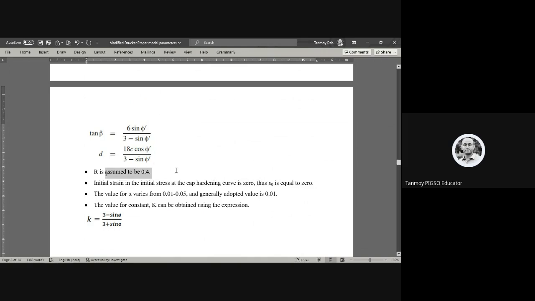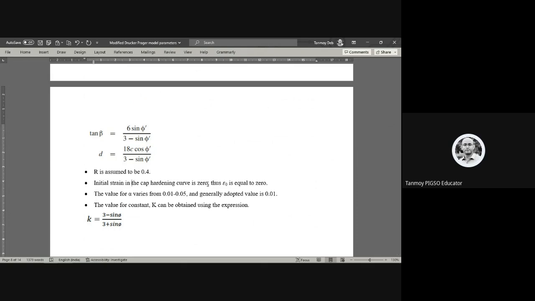R has got some values. In general, the eccentricity is assumed to be 0.4. This is a standard value. And the initial stress of the cap hardening curve, the initial strain at cap hardening, is zero, as the load is applied.